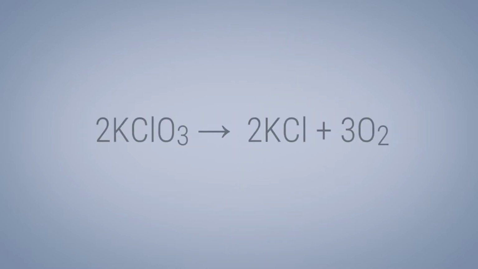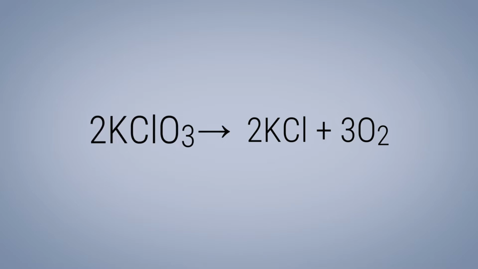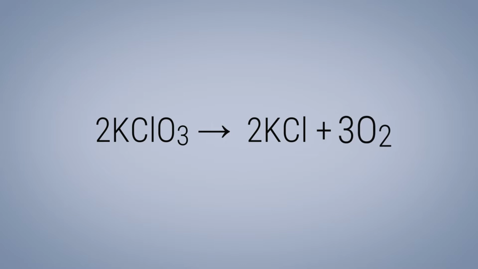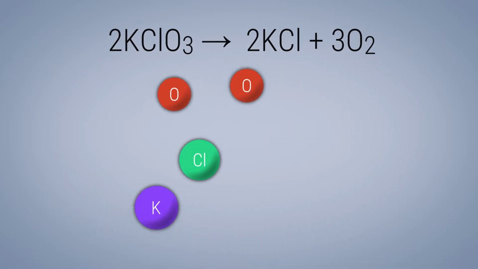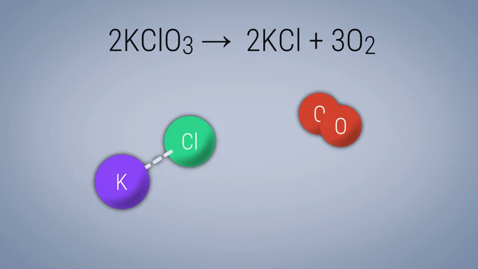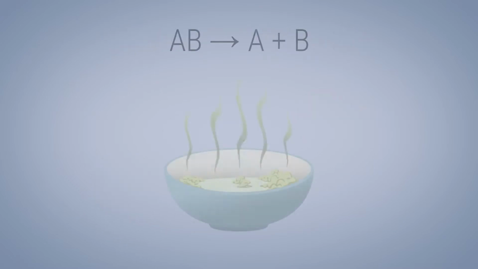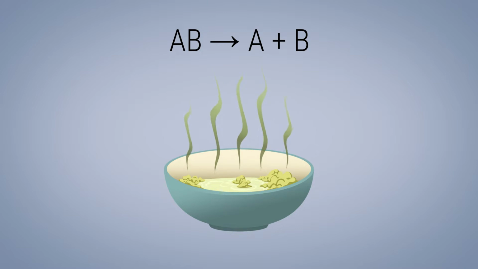Decomposition. In our next example, we are starting off with the compound potassium chlorate in the reactants that is separated into potassium chloride and oxygen. When a compound is broken down into multiple simplified substances, we refer to that as decomposition. You might have noticed the word decompose, which, as we know, means to break down.